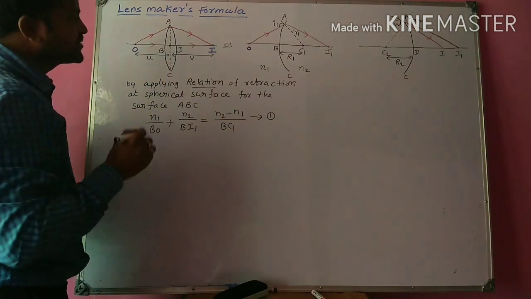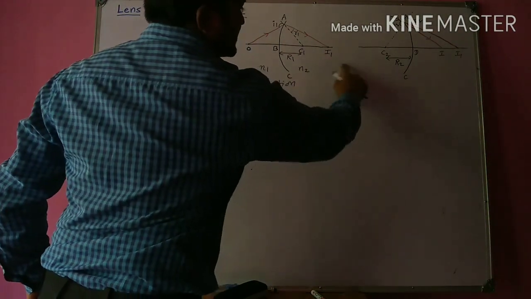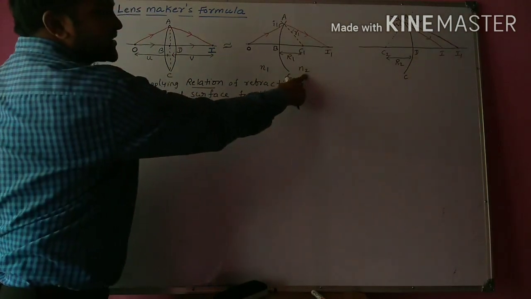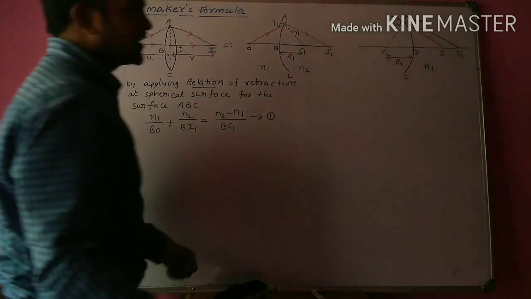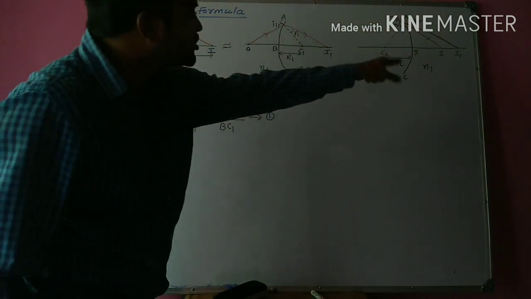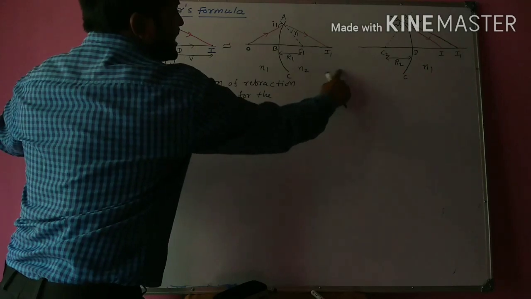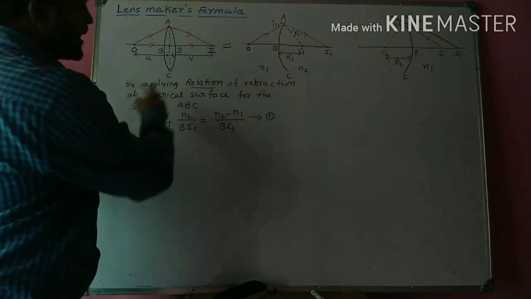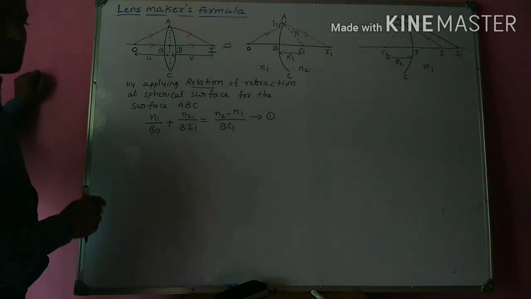Here you can observe that this is N1, the rarer medium. This is the lens, whose refractive index is N2. Now here this is again N1, which is also a rarer medium, with the same refractive index. The middle one is the lens medium. Now we have applied the refraction formula for the ABC surface.